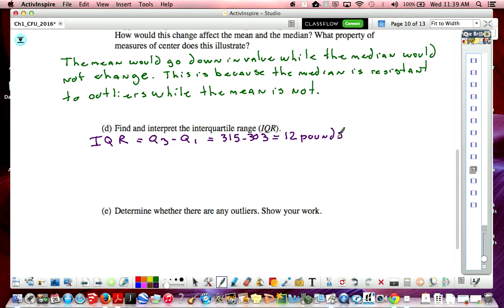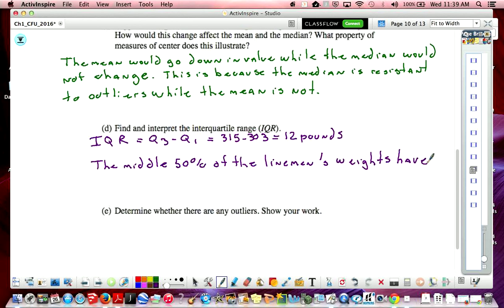Okay, so what does that mean? Well, interquartile range represents the middle 50% of values. So we would say the middle 50% of the lineman weights have a range of 12 pounds.